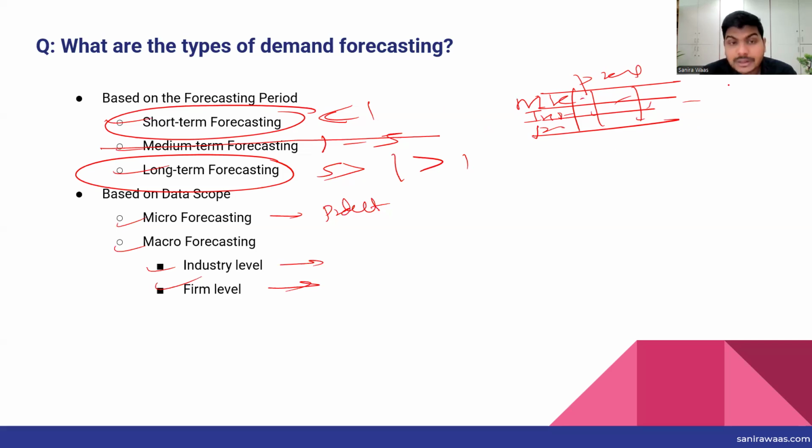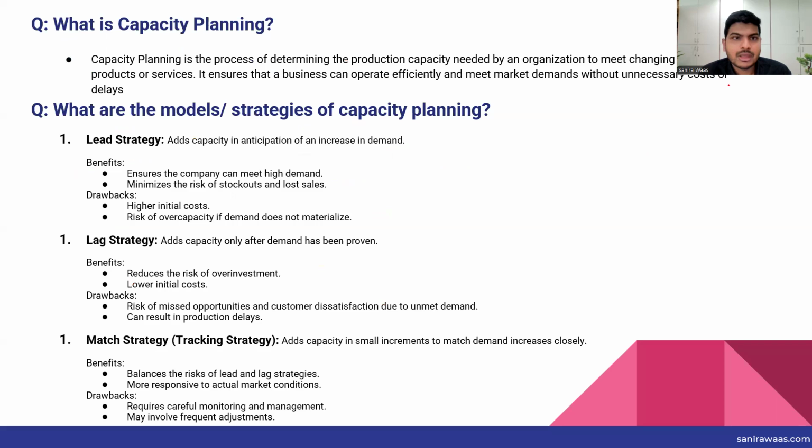This is very critical because if you don't do your demand forecasting, you will run out of products or maybe you will have overstock, which is definitely going to be a problem.